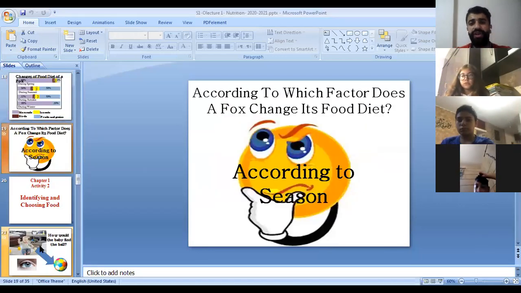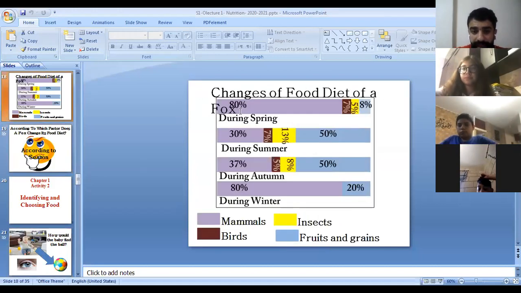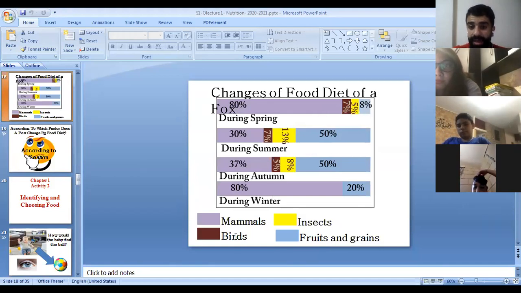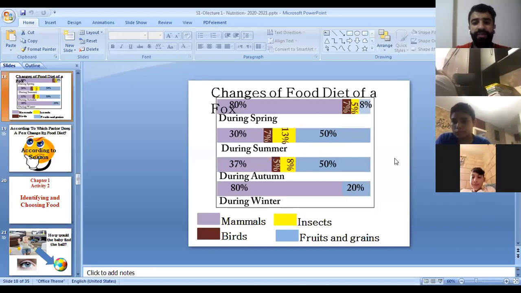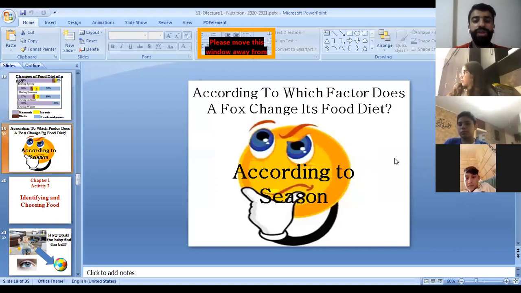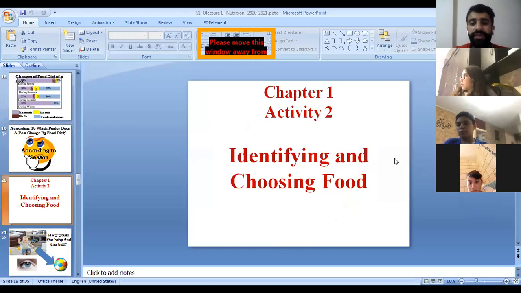According to which factor does the fox change its diet? Here, during spring, the fox eats 80% mammals, 7% birds, 5% insects, and 8% fruits and grains. While during summer, 30% mammals. Here it's called the legend. You have to look at the colors to know what's happening here, and 50% fruits and grains. During winter, 80% mammals and 20% fruits and grains. So they eat according to availability. They eat what is available. They change it according to the season where the food is available.